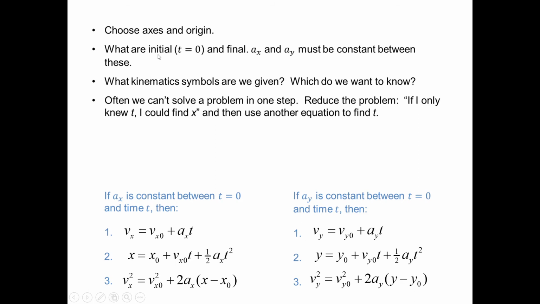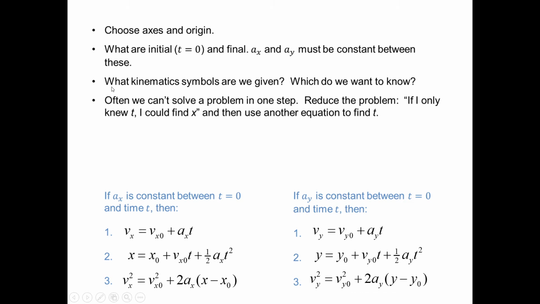We also need to be very clear about what the initial and final times are that we're considering when we're applying these. These are valid for a certain period of time, and sometimes you might want to choose different initials and finals to answer different questions, but we need to make sure that ax and ay are both constant the entire time between the initial and final in order to apply these 6 sets of equations.